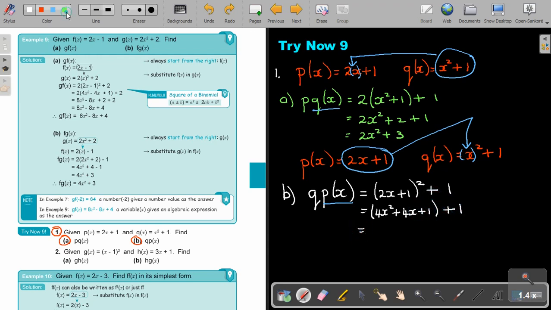Okay. And if you struggle with that, then do it like this. Write it 2 times out and multiply. So you will get also 4x² plus 2x multiply plus 2x plus 1, and that will give you exactly the same. And then I'm just going to simplify this. So it's going to be 4x² plus 4x, and 1 plus 1, what is 1 plus 1 going to be? 2. And that's going to be my final answer.